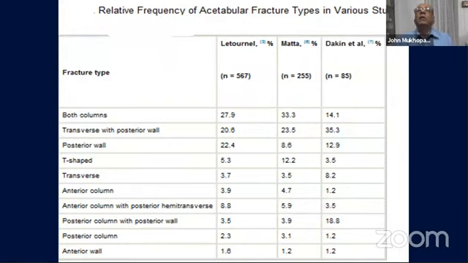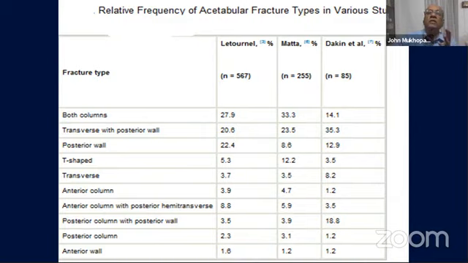Now looking at these three groups of fractures, you can see that they are not the most common fractures of the acetabulum. Definitely the both column and the transverse with posterior wall are far more common. If you look at the anterior column in the various series, it's only about 3 to 4%. The anterior wall is only about 1 to 2%. The anterior column and posterior transverse is somewhere between 4 to 10%. So these are not the most common fractures. I think the anterior column with posterior hemitransverse may often be misdiagnosed for one of the other fractures, and we're going to come to that.